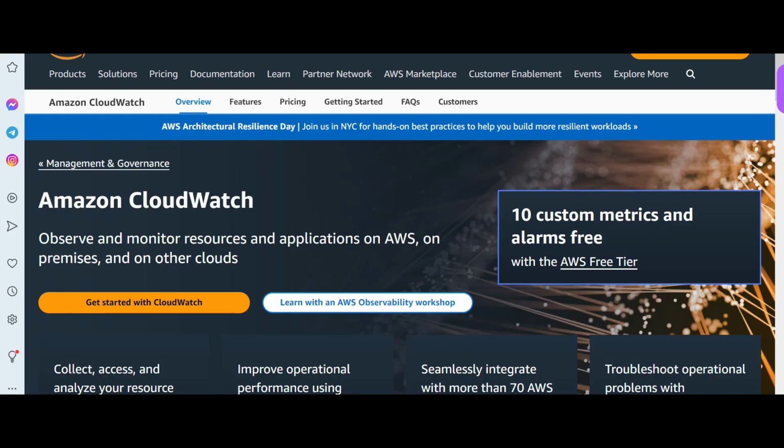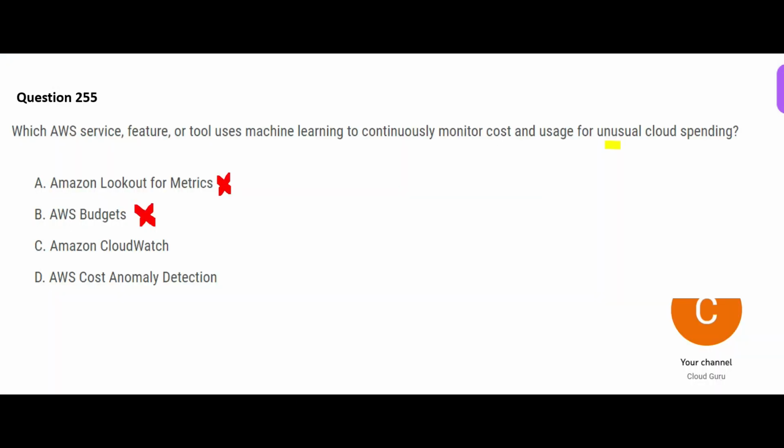C says use CloudWatch. Now what does CloudWatch monitor? Everybody knows CloudWatch monitors resources of AWS, like compute, storage, these kinds of stuff. So basically CloudWatch will not help you monitor cost. It never monitors cost. So now we are left with one option, that is Cost Anomaly Detection.